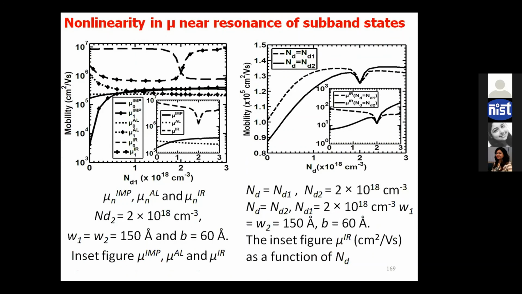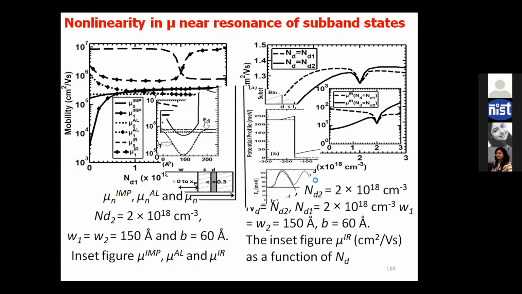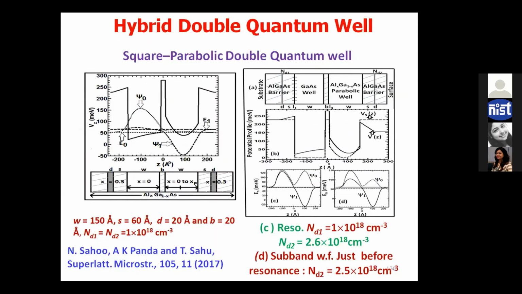Okay, actually the time, I will just take 3-4 minutes. So here you can also get this, which is also due to the doping asymmetry. Now in another way, we can also make that asymmetry in the structure. That is, you take a hybrid structure. That means instead of taking two square or two parabolic wells, you take a square well on one side and a parabolic well on the other side.